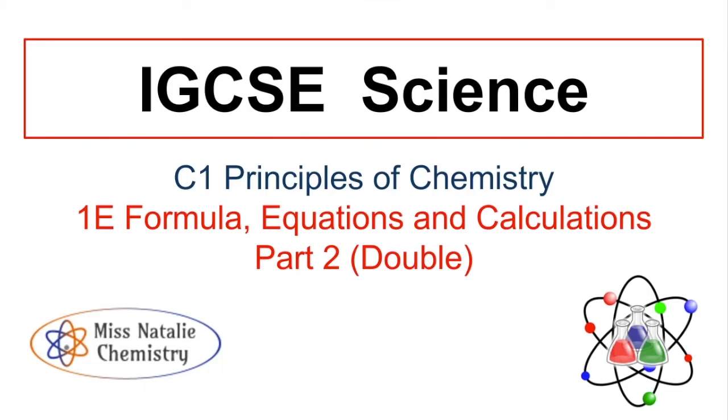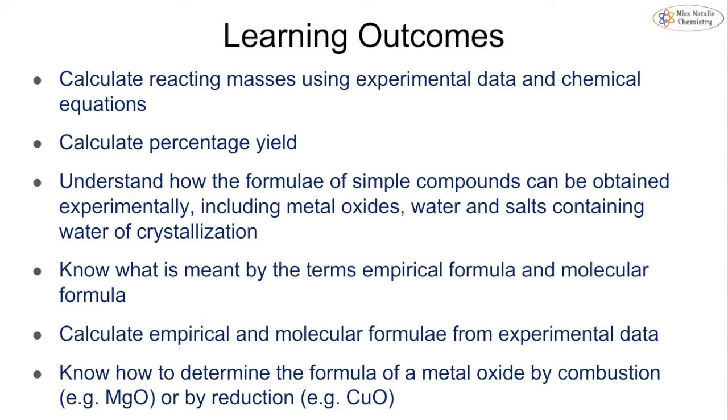In this video, we're going to be looking at part 2 of topic 1E, formula, equations and calculations, and we'll be focusing on the double content as part of the IGCSE chemistry course from Edexcel. So we're going to be looking at how to calculate reacting masses using experimental data and our chemical equations. This will then lead us into determining percentage yield.